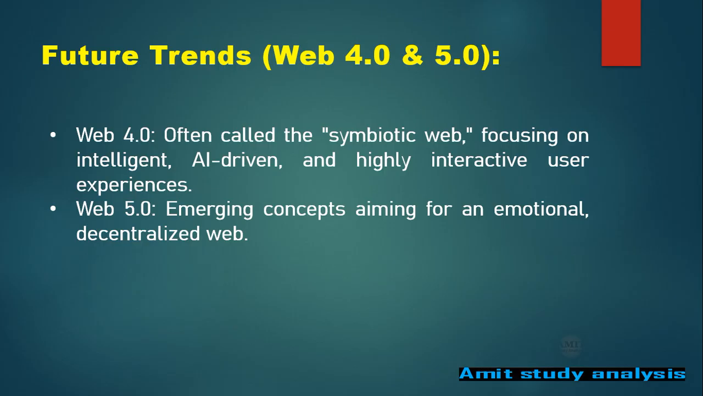Wave 4.0 is known as the symbiotic wave. Remember, wave 3.0 refers to semantic and wave 4.0 refers to symbiotic, which is focused on intelligence. Here the main focus of this wave is intelligence, AI-driven and highly interactive user experience, which was there in 3.0 and got refinement in this 4.0. Okay, and wave 5.0 is an emerging concept aiming at an emotional wave.